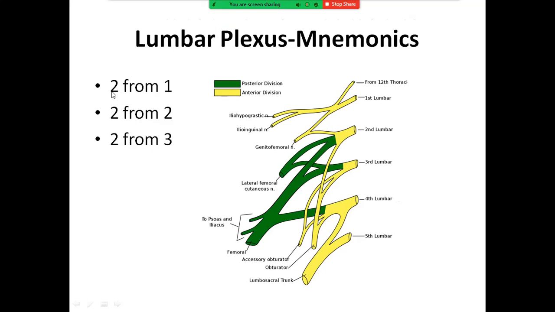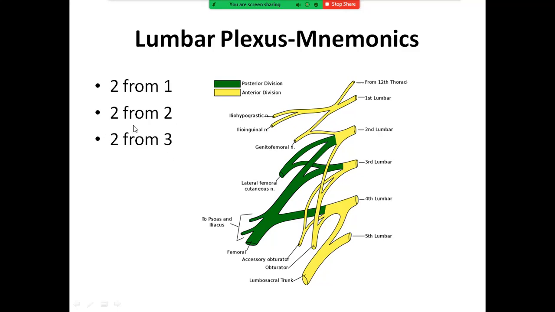So the simple mnemonic is 2 from 1, 2 from 2 and 2 from 3. So what is this 2 from 1? 2 from 1 represents the iliohypogastric nerve and the ilioinguinal nerve. These two nerves arise from a single lumbar nerve, that is L1. So 2 from 1: two nerves, iliohypogastric and ilioinguinal, arising from L1.